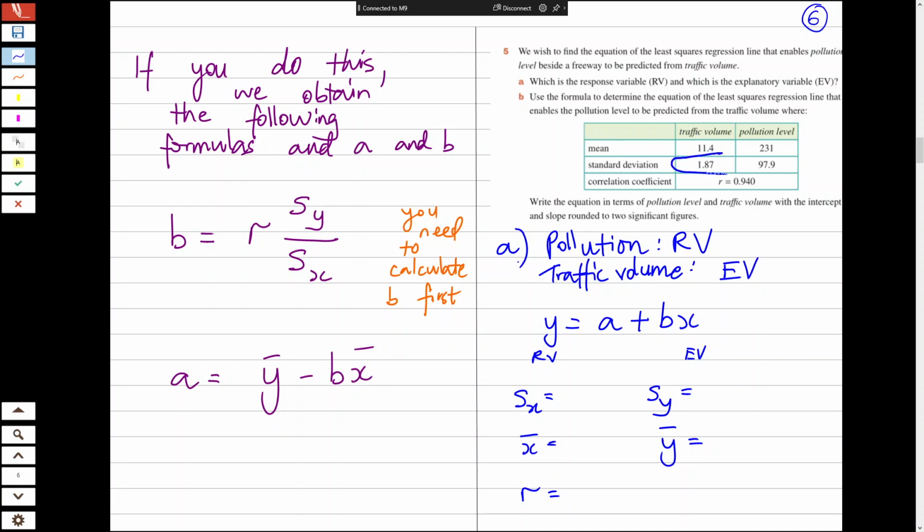Okay, so have a look here. We've got two standard deviations. Which one's going to be the standard deviation of X? 97.9. Because pollution level is the response variable. So remember, traffic volume is the explanatory variable X. Pollution is the response variable Y. So if this is a multiple choice question, they're going to set up the options so that you mix up X and Y and you'll pick the wrong one. You'll get 0 marks though, even though you understand this.